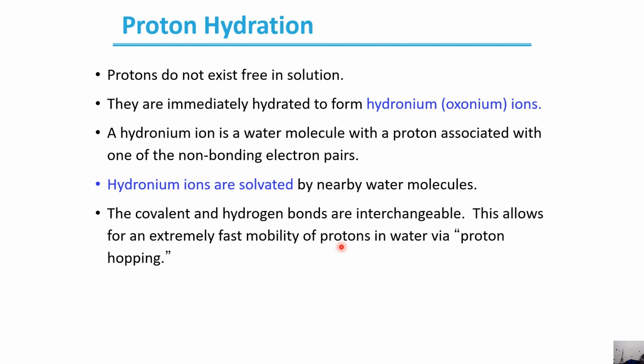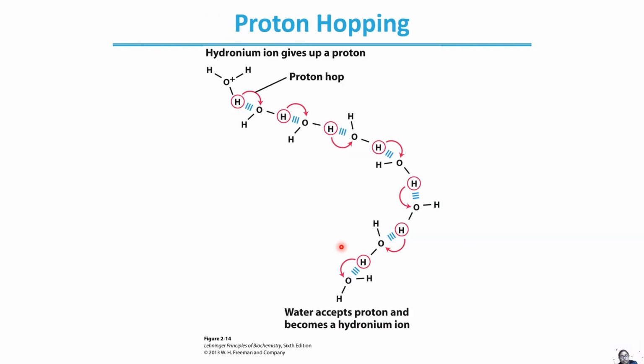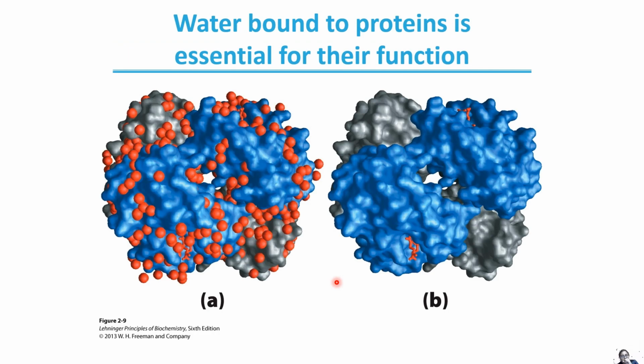So this allows for an extremely fast mobility of protons in water via proton hopping. This is the reason why the mobility of protons in water is very fast. You can see a hydronium ion will give up a proton and the proton will keep on hopping. Water will accept a proton and become a hydronium ion.